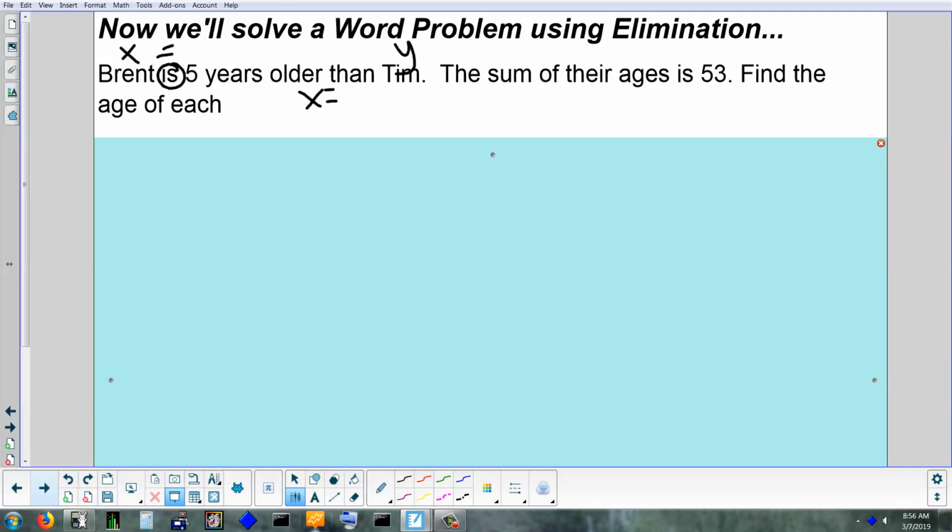Where should we write this down? Example 2b. Guys, this is example 2b. I'll give you a second to write down the actual problem. Brent is 5 years older than Tim. The sum of their ages is 53. Find the age of each. I'll give you a second to write that down.